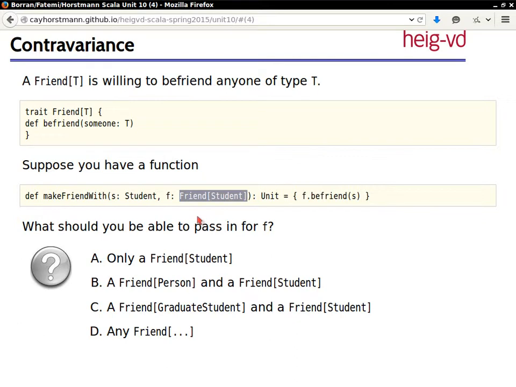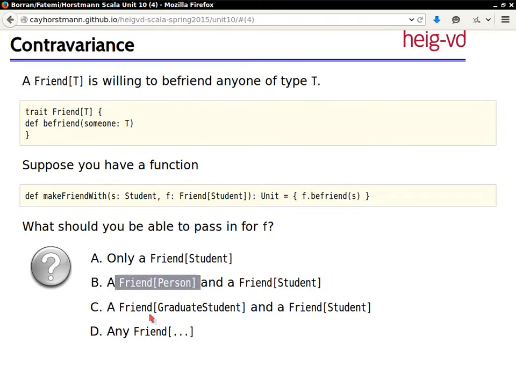Because a friend of person, I am a friend of person. I'm willing to befriend any person whatsoever. You should be able to pass me to this method because it'll work, right? I will be befriending the student and all will be well. So there's no particular reason to outlaw a friend of person. It'll work.